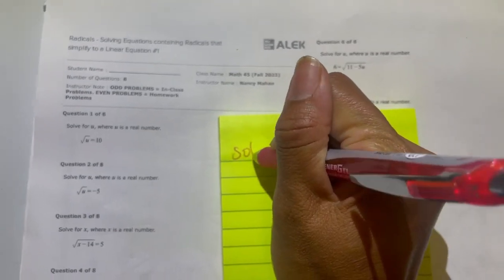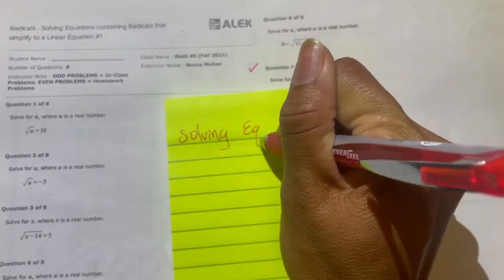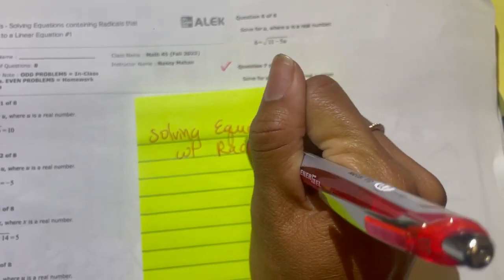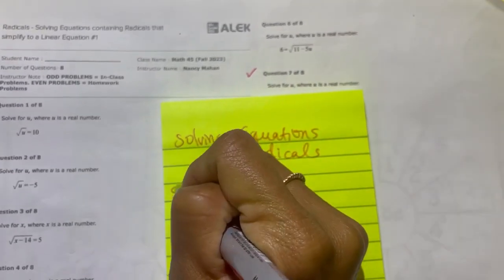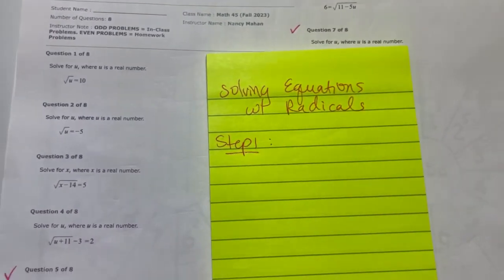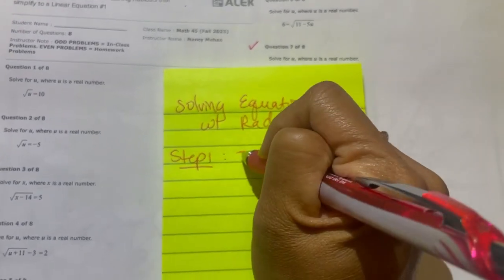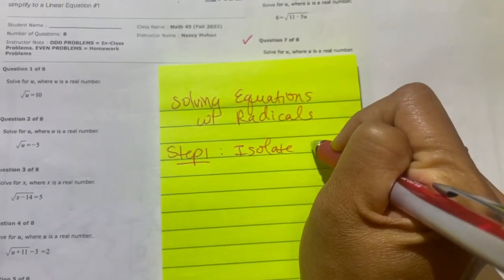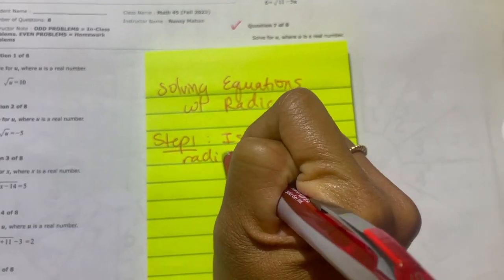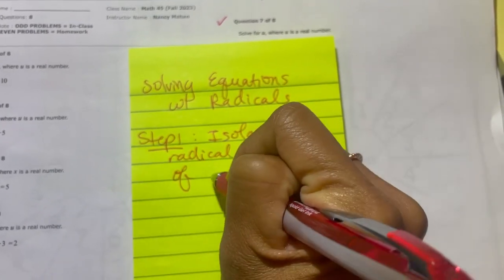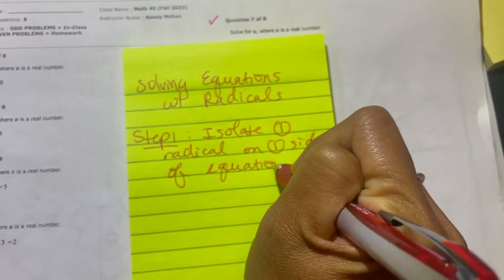So, solving equations with radicals. It's going to be a 4-step process. The first step, and hopefully these steps make sense so that you don't have to think so hard trying to memorize it, is to isolate one radical on one side of the equation by itself.